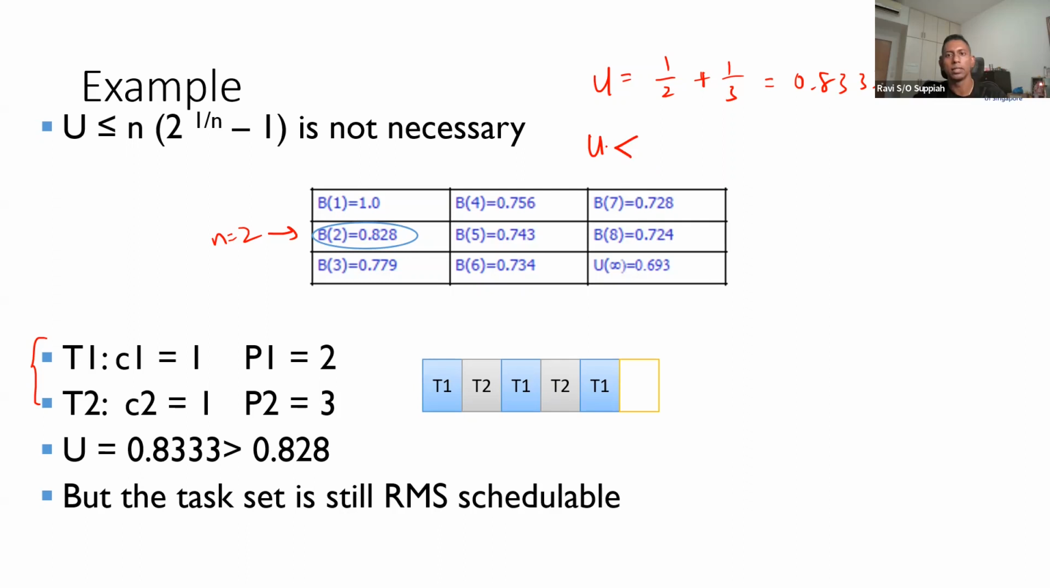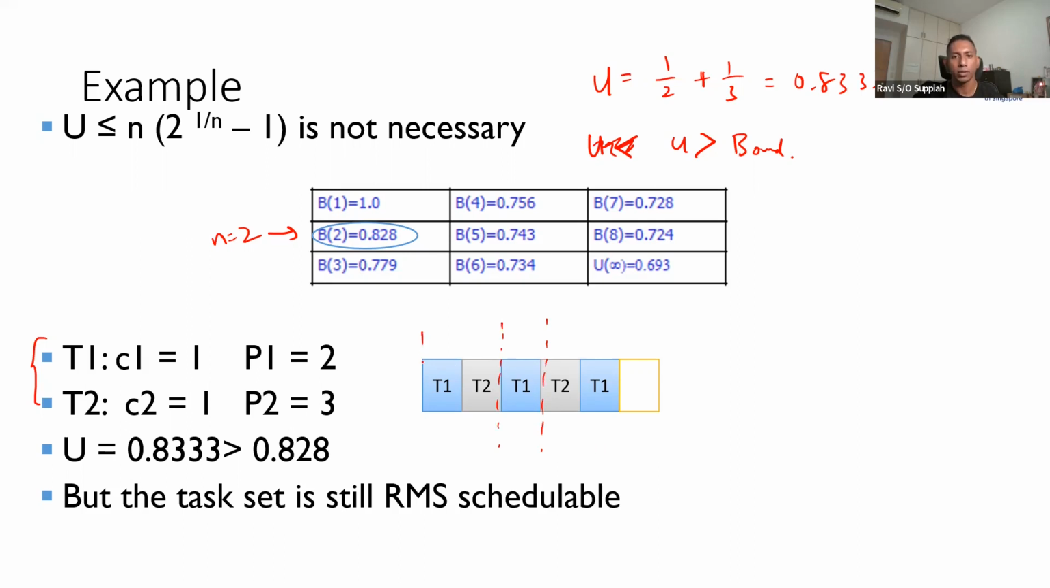we can see that U is actually greater than the bound. But just because U is greater than the bound doesn't mean that it's not schedulable. If I were to draw out the timing diagram, you can see that for task 1, the deadline is 2 units, which is here, and for task 2, the deadline is 3 units, which is here.